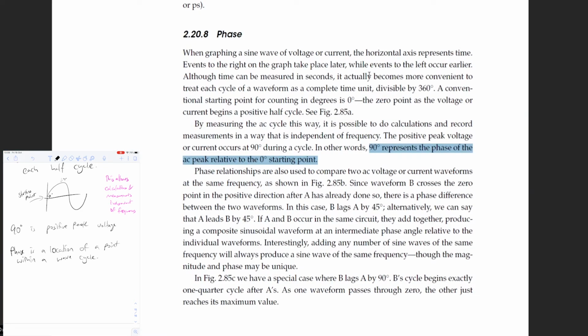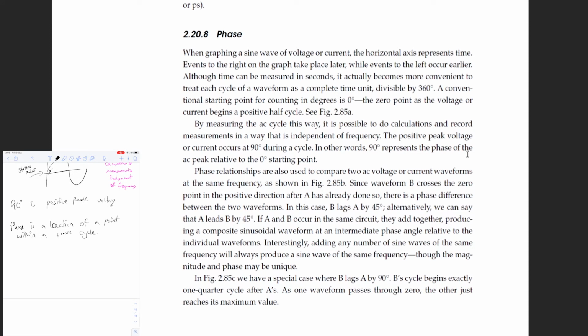Okay. So what are these guys saying? In other words, 90 degrees represents the phase of the AC peak. Okay, got it. So meaning the location. In other words, 90 degrees represents the location of the AC peak relative to the zero starting point. All right, I'm okay with that because you just said location. I get the idea to use the word phase, but tell me what the word phase means.